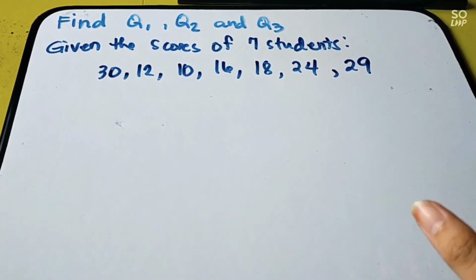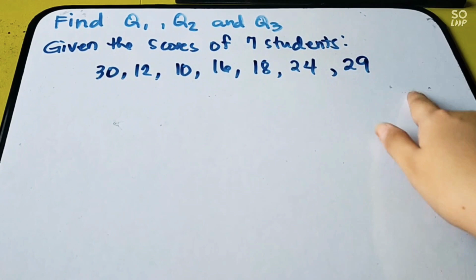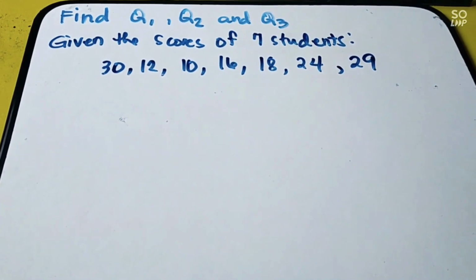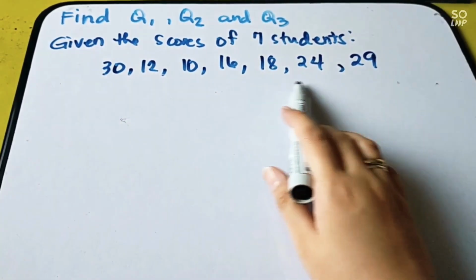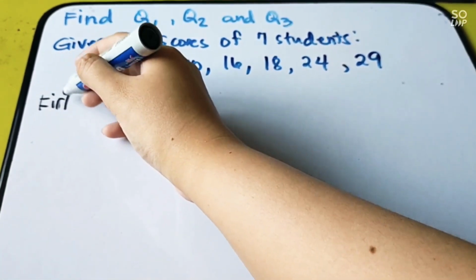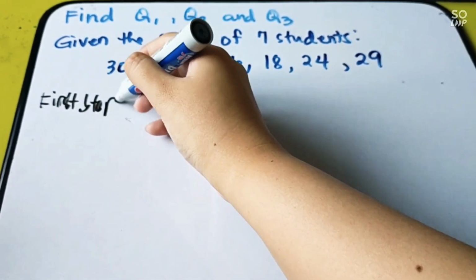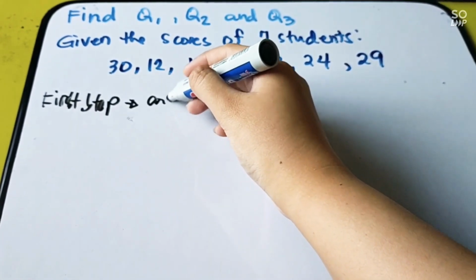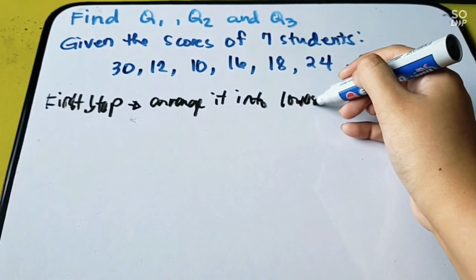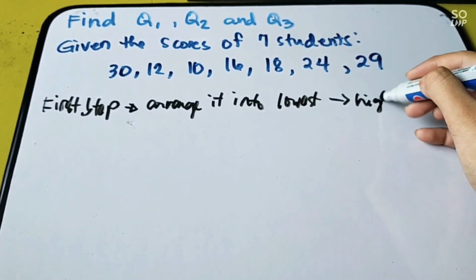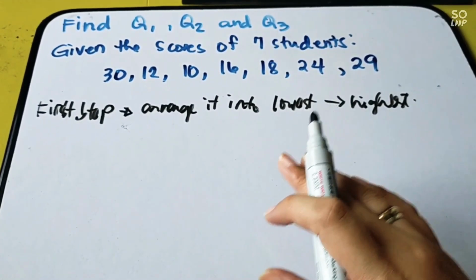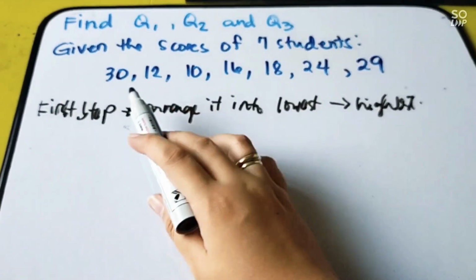Find quartile 1, quartile 2, and quartile 3. Given the scores of 7 students, we have the scores of 30, 12, 10, 16, 18, 24, and 29. Our first step, you need to arrange these scores from lowest to highest. Lagi yan ang first step. Kailangan lagi siyang naka-arrange from lowest to highest bago kayo mag-compute. Is that clear? So, let us now arrange.